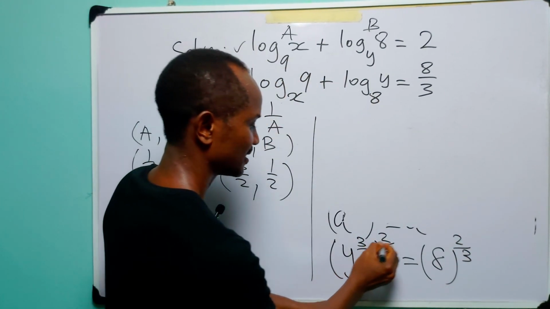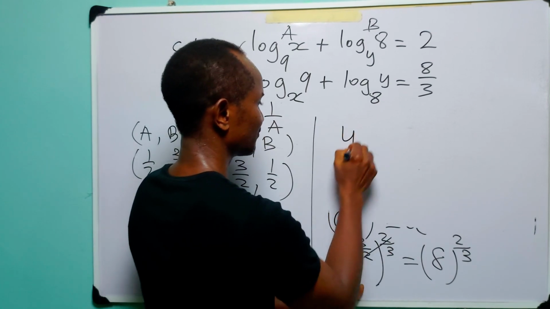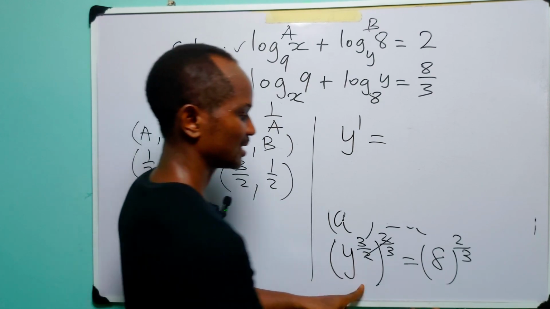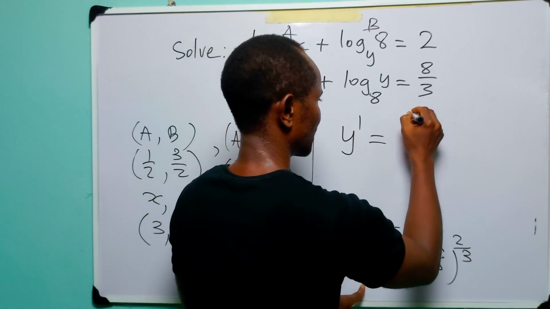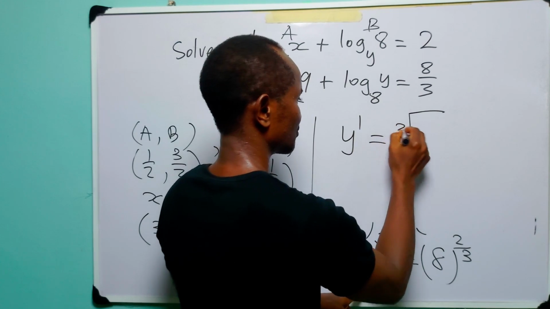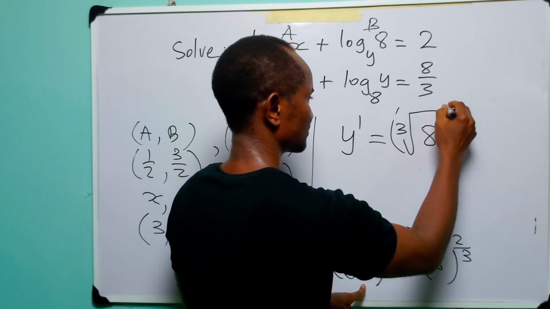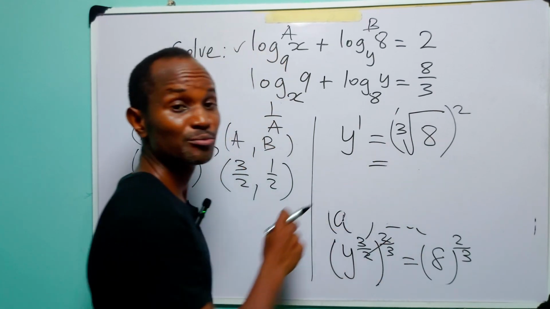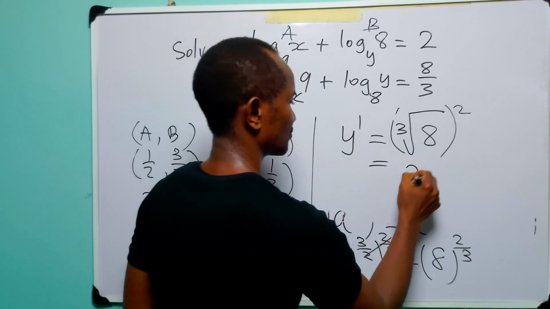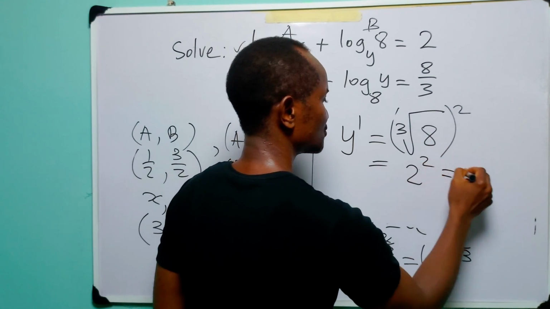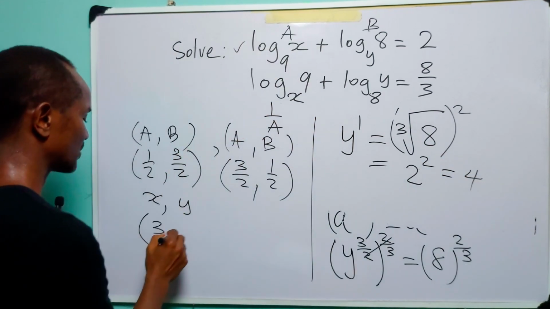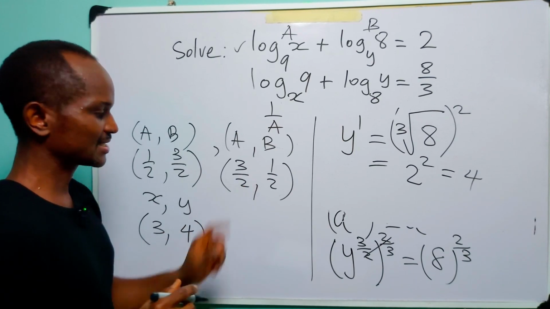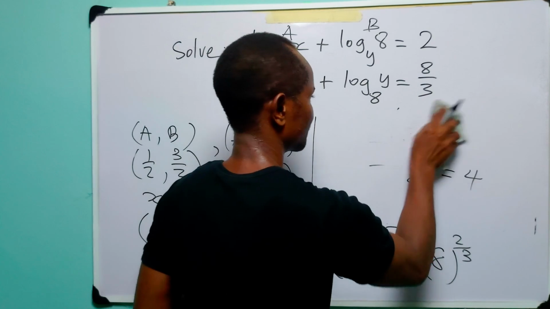On the left hand side, this will multiply to give us 1. And writing this in radical form is simply the cube root of 8 all squared. And we know that the cube root of 8 is 2 squared, and 2 squared is 4. So here we have that y is equal to 4. Now we do the same thing for the second point.